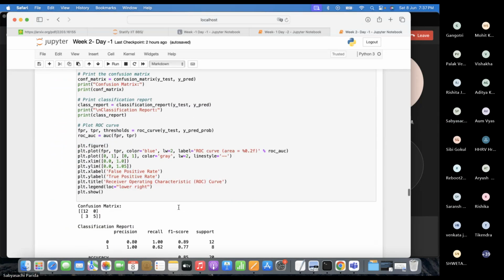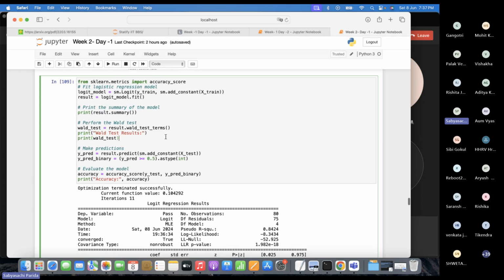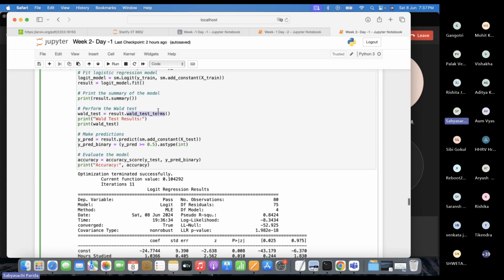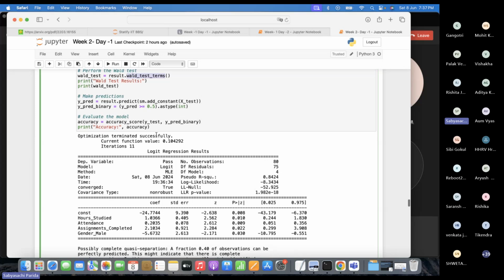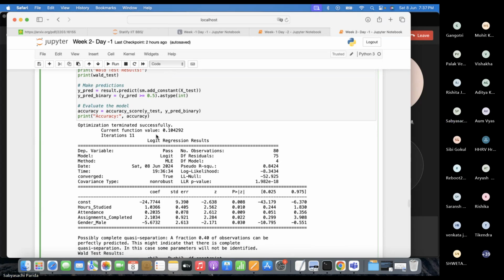So for that, what we can do is the Wald test. The Wald test tries to find out the statistical significance of a particular feature. So in the Wald test, if I get my particular p-value, if it is more than 0.05, then I consider that to be a statistically significant feature for my particular model.